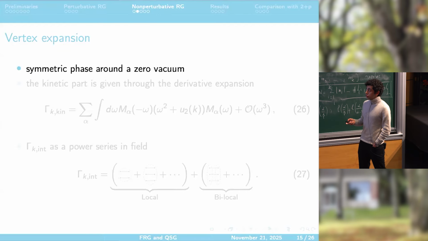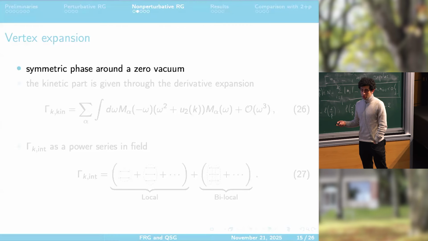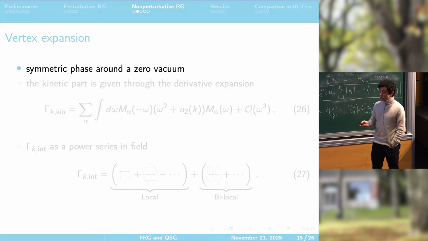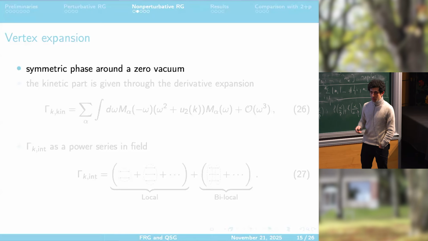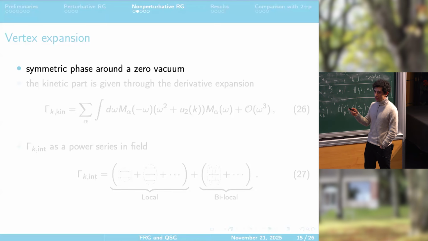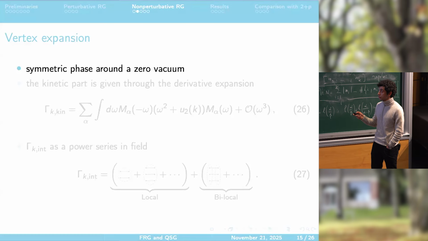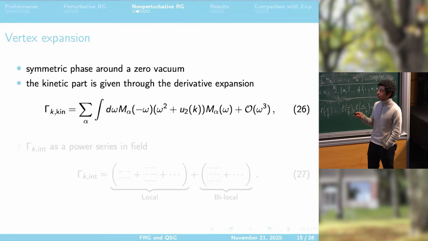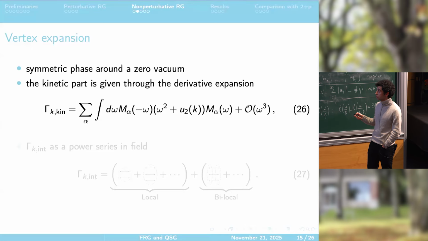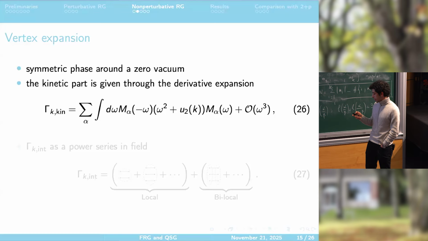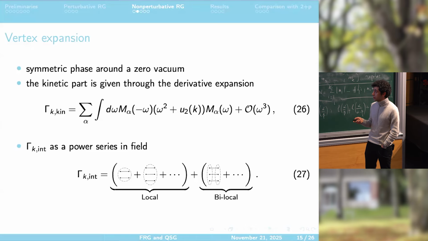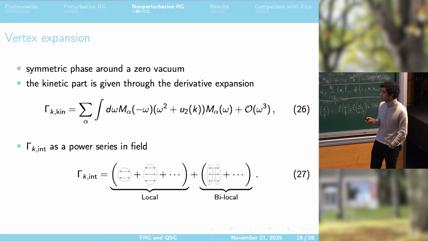So next we move to a more generalized non-perturbative approximation. This is very similar to the first one, but the only difference is that we are using full propagators instead of the bare propagators. So we have the same ansatz as before. We have some kinetic part that is built by the omega squared, so the derivative term, and the effective mass, and then an interaction that is built from local sextic and quartic interactions and bilocal sextic interaction.